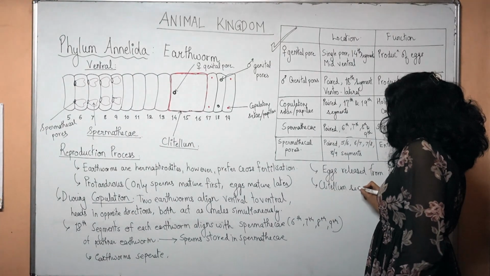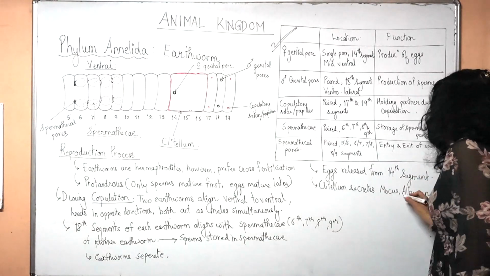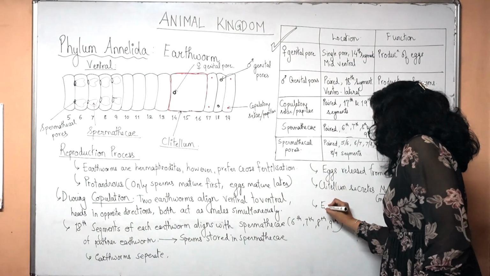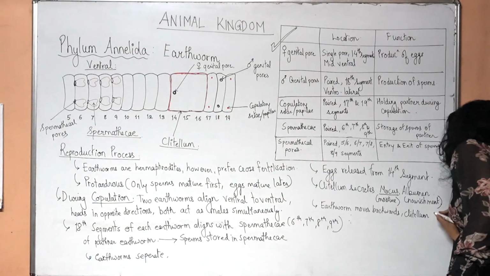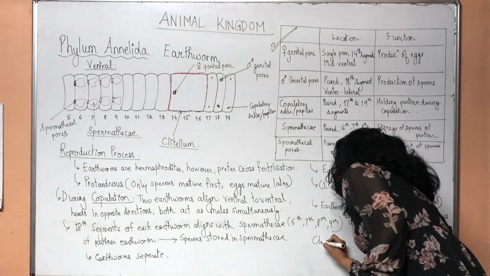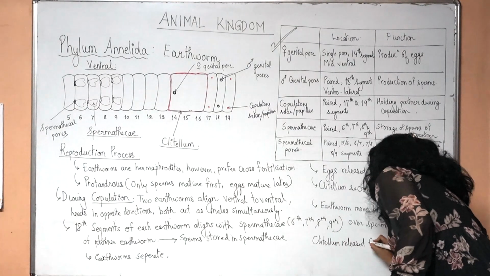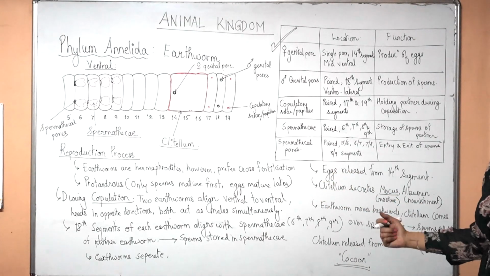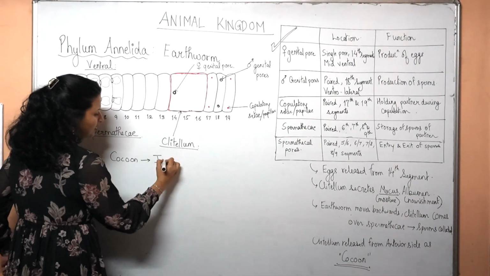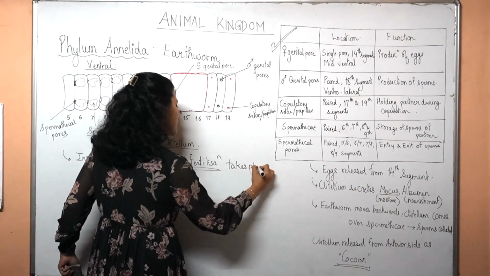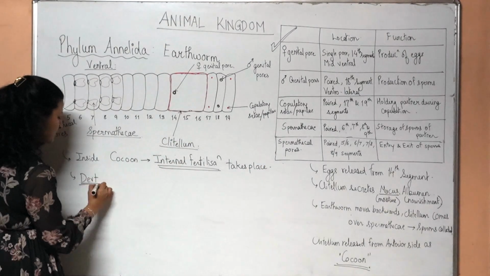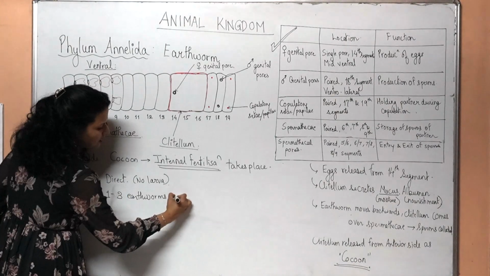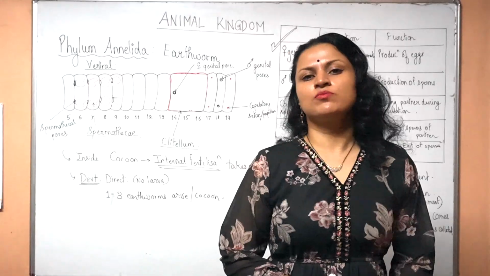Clitellum secretes mucus and albumin. Mucus is for moisture, albumin is for nourishment. Earthworm now moves backwards. The clitellum comes over the spermathecae, and the sperms are collected. The clitellum is then released from the anterior side as the cocoon. So the clitellum is involved in cocoon formation. Inside the cocoon, internal fertilization takes place. This is important, internal fertilization. Development is direct. There is no larva. 1 to 3 earthworms arise per cocoon. And this is how the reproduction process will complete.